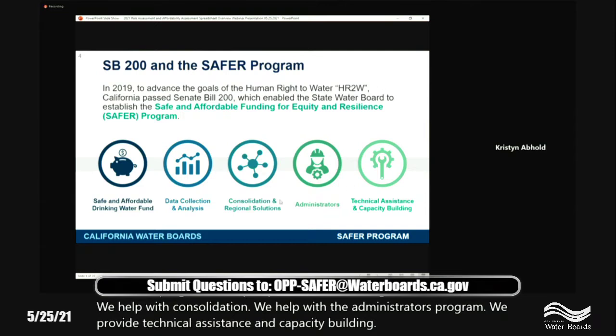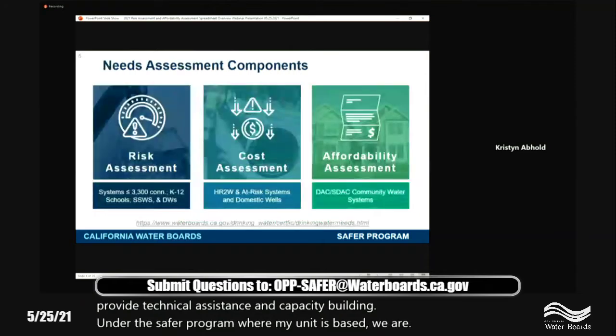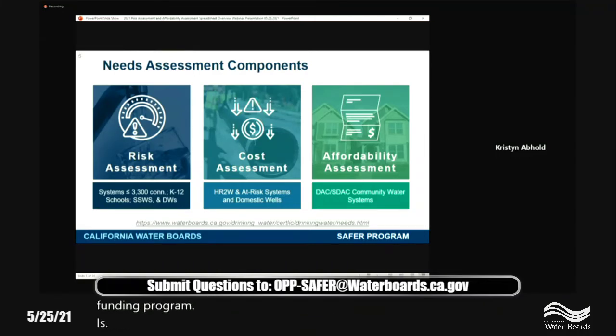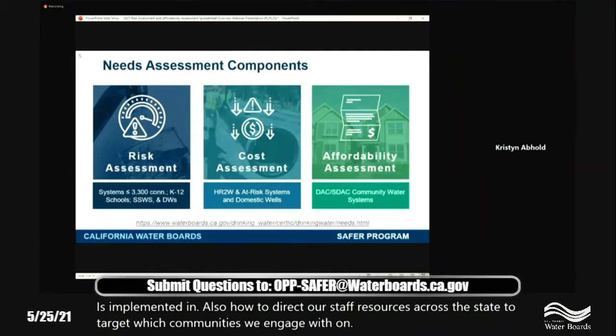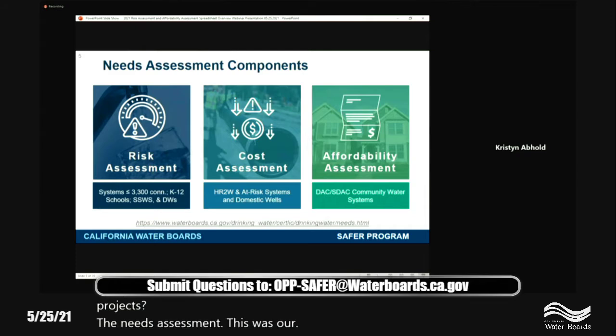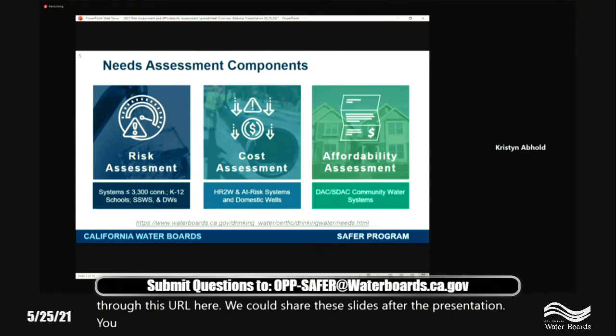You know, under the Safer program, where my unit is based, we are required to do this annual drinking water needs assessment to really help inform how this new funding program is implemented, and also how to direct our staff resources across the state to target, you know, which communities we engage with on consolidation or other projects. The needs assessment, this was our first year that we did it, and we released the report in April, and it's available on our website, and you can get to it through this URL here. We could share these slides after the presentation if you don't know how to get to it.